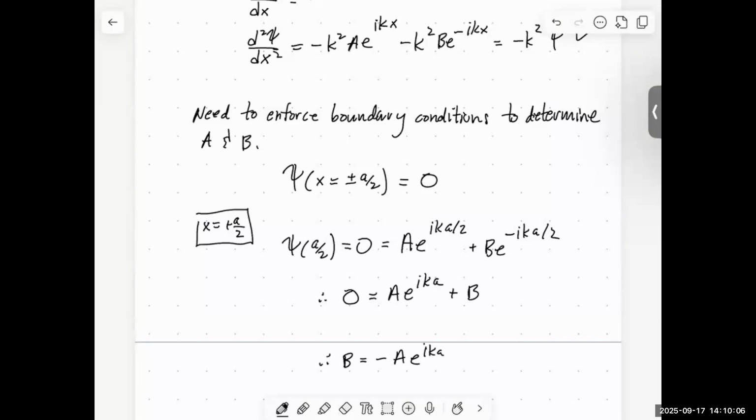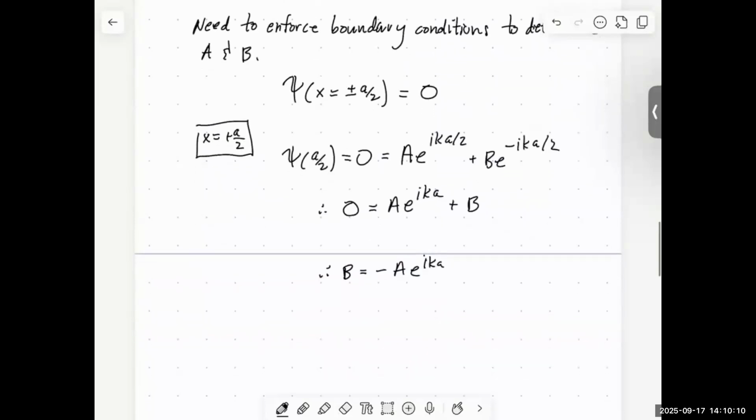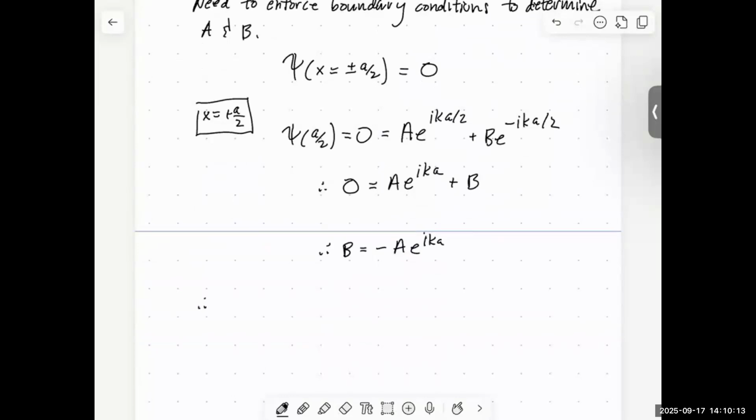Okay, so what I'm going to do is substitute this value of b back into our wave function, our stationary state. So psi of x is going to be a e to the ikx. And then we'll have b, but for b, I'm going to write minus a e to the ika times e to the minus ikx.